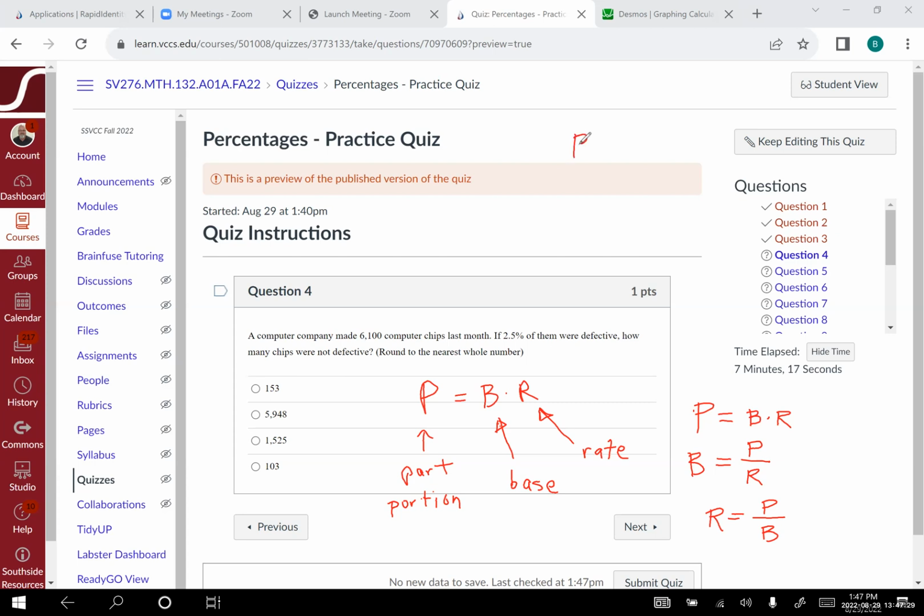I'll write it up here. P equals the base times the rate. The base equals the part divided by the rate. And finally, the rate equals the part divided by the base.